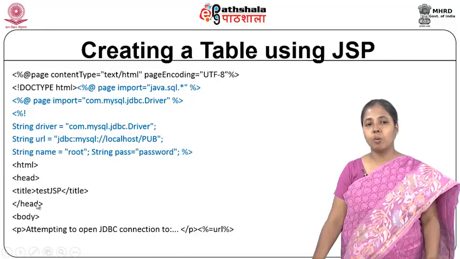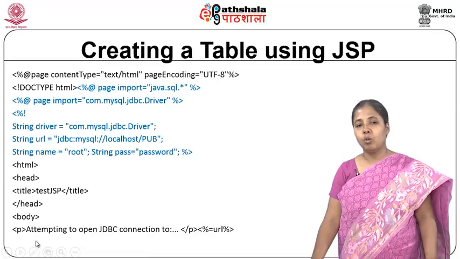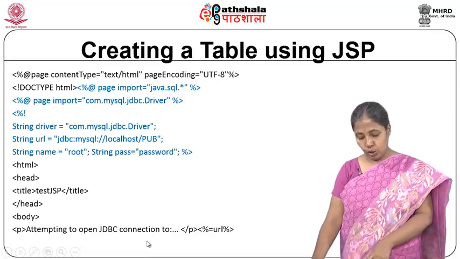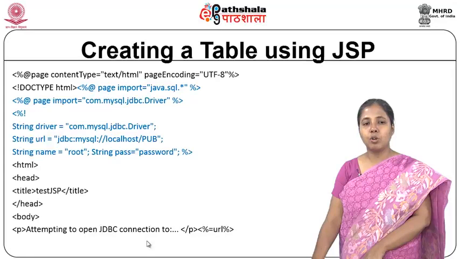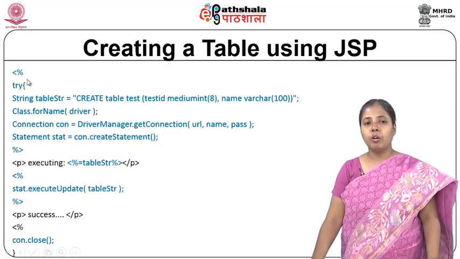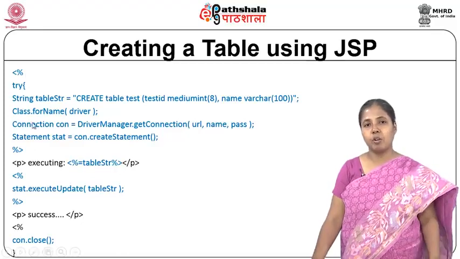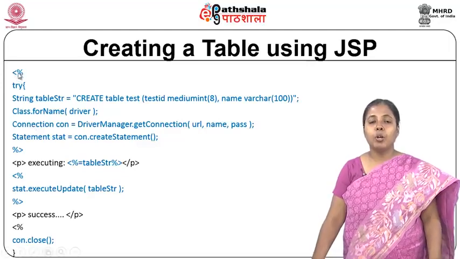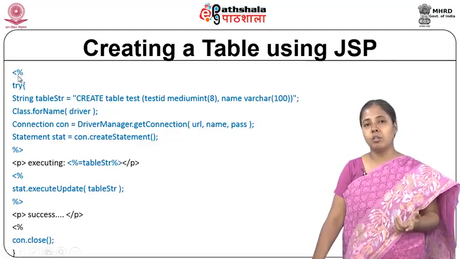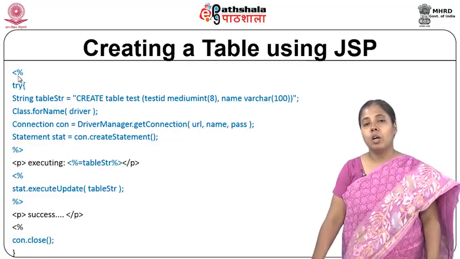It starts with html, head and then title, closing head, then you start with the body and you are trying to write a statement like "attempting to open JDBC connection to". This is what would be printed as a new paragraph in your HTML page, displayed in your browser. Now, within the scriptlet, the scriptlet is the tag within which you write all the Java statements, any number of Java statements you can put. You need to make the server understand that these are the Java statements you are putting within your HTML code.